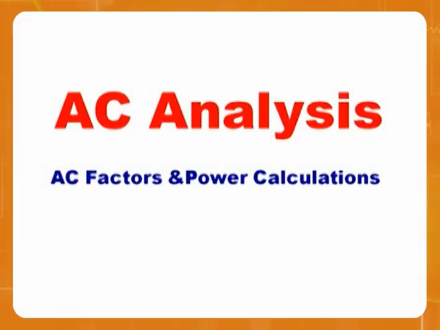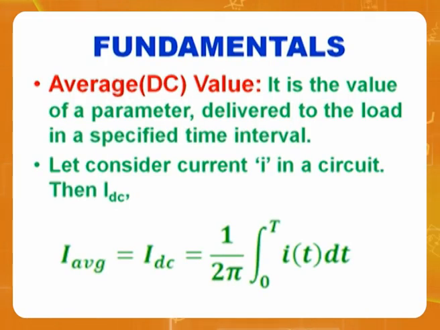The second part of the lecture will talk about power calculations. So first, the fundamental definitions. Average value is the value of a parameter delivered to a load in a specified interval of time. For example, you have i(t) as a current. The DC current is 1/2π ∫ from 0 to T of i(t) dt. So this is the expression for average.